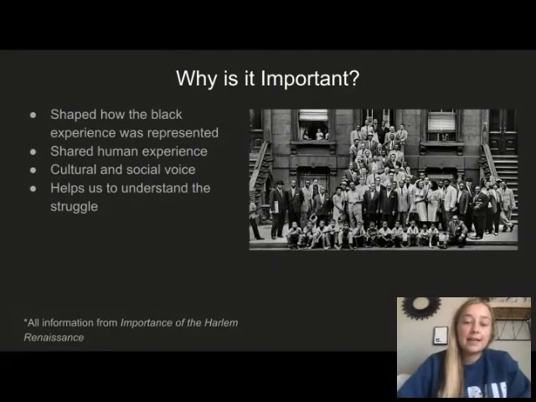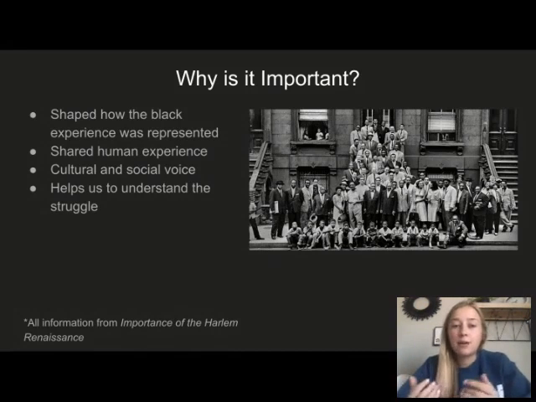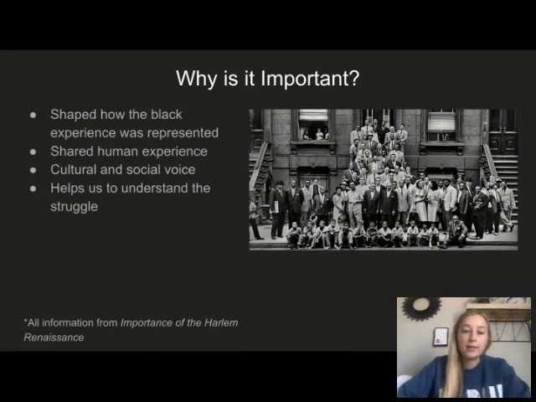Shared human experience, like I said, they were all going through this together, and they were all trying to better their lives and trying to get their works out there and supporting each other. I mean, obviously not all of them supported each other's viewpoints, but they had this shared human experience that kind of brought them together.